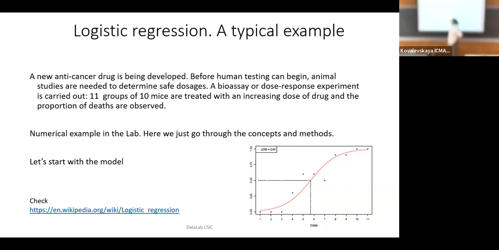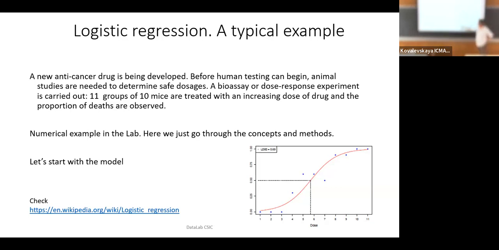Experiments. For example, assume that we study 11 groups with 10 mice each, with an increasing dose, and we observe the proportion of deaths. So we suppose there are 11 increasingly higher levels of doses, from 1 to 11, and what we observe is the proportion of mice who die. At dose 1, no one dies. At dose 3, no one dies. But then, at dose 11, all of them die, right?